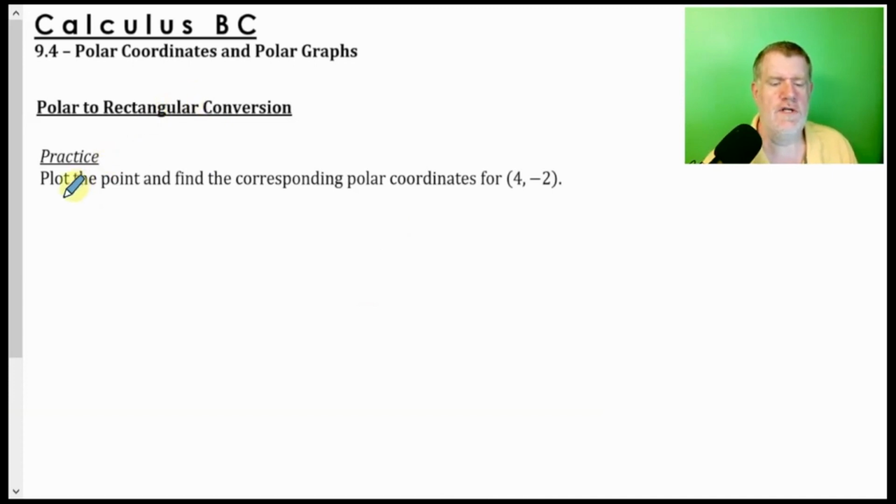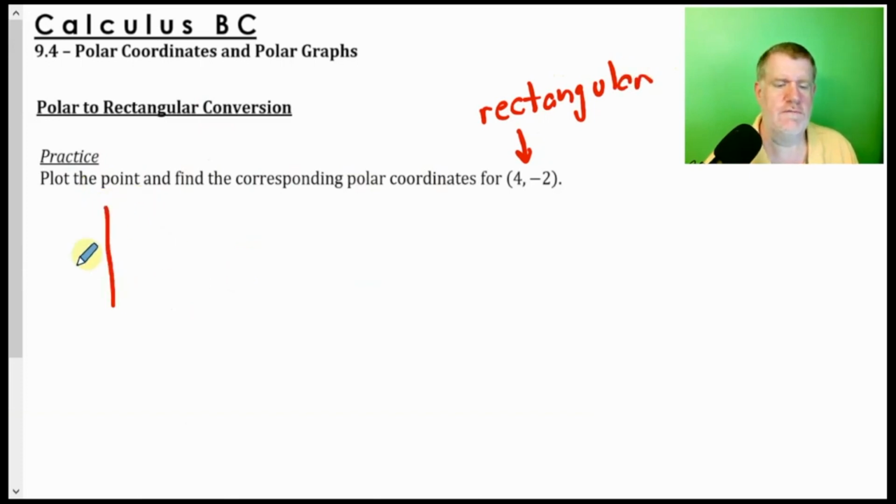All right, now we're going to go the other way. We're going to plot a point and find the corresponding polar coordinates for this rectangular coordinate. Again, I'm sorry I didn't make that more clear, but it is implied. This is rectangular. So I've got the point (4, -2). Well, I know where (4, -2) is. It's 4 over, 1, 2 down. It's down here. So I'm going to have an angle that's in the 4th quadrant.